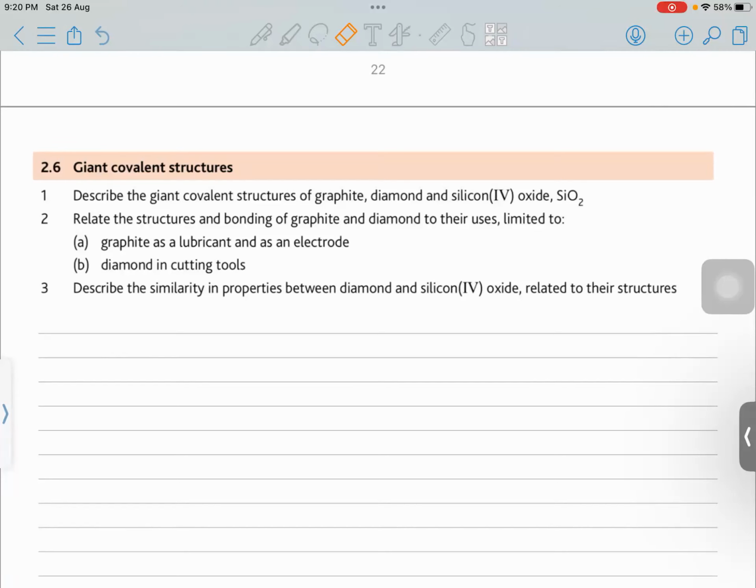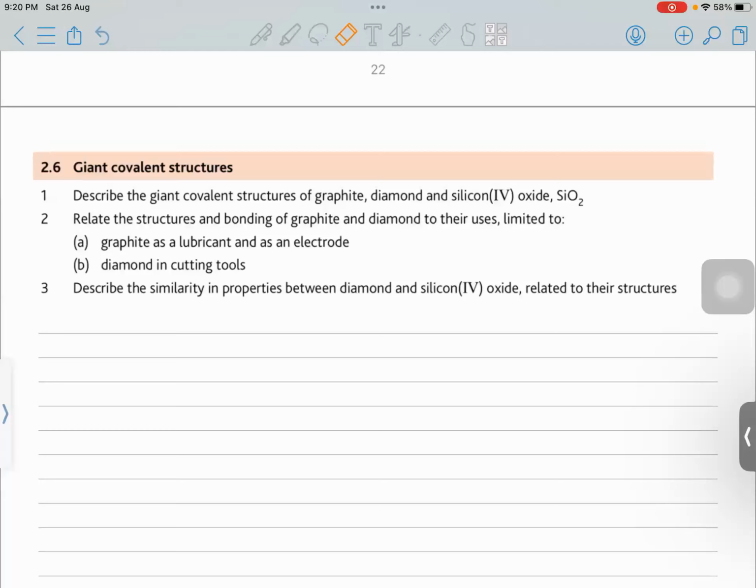So can you tell me what is graphite and what is diamond? Graphite and diamond both are allotropic forms of carbon, right? What does allotropic mean? Okay, now listen, what are allotropes?